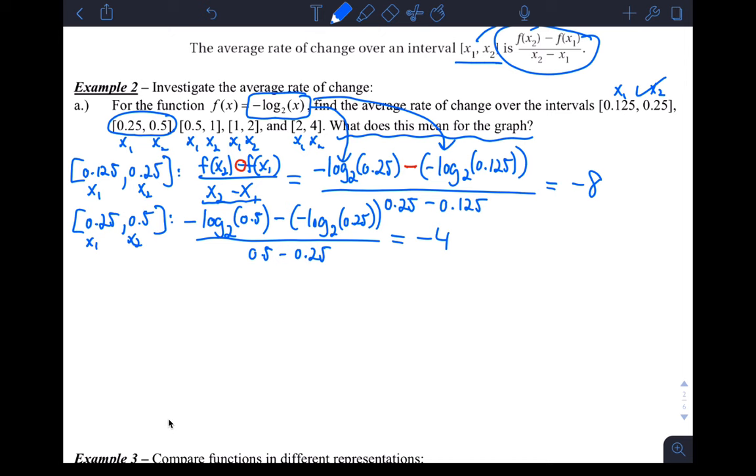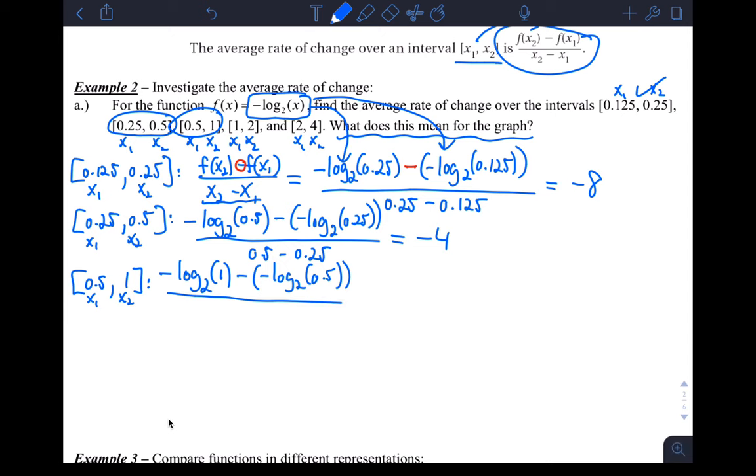I'm going to write the rest of the intervals out for you, but I trust that you can do that on your calculator now without me. Maybe I'll do one more with you. Here we go. Let's do one more together by substitution and on the calculator. So if I go from 0.5 to 1, again, this is x1, this is x2, and substitute directly into the function. Same thing, negative log base 2 of 1 minus negative log base 2 of 0.5 all over 1 minus 0.5. And do that in your calculator.